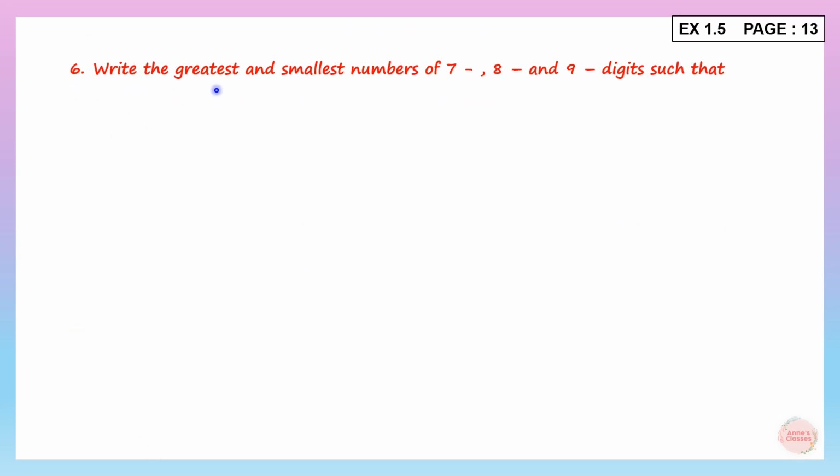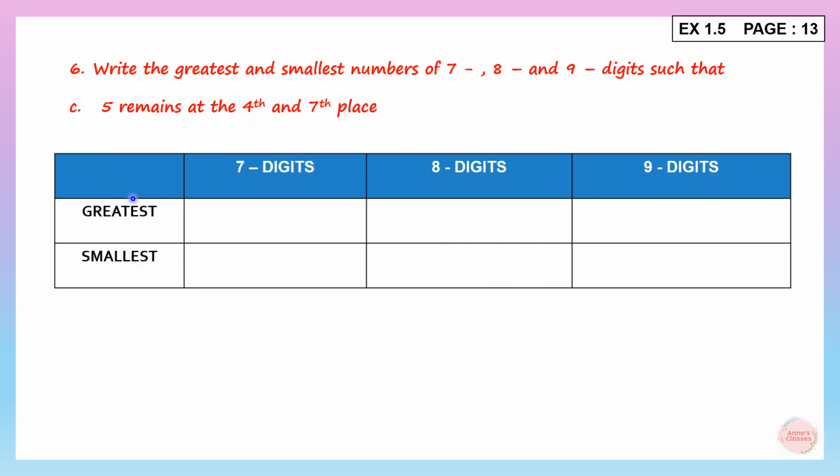Question 6. Write the greatest and smallest numbers of 7, 8 and 9 digits such that, question C, 5 remains at the 4th and the 7th places. So this is question 6 itself, the C question here. So here we have to write the greatest and smallest 7, 8 and 9 digit numbers as shown here. But there are conditions. So first let's write the greatest 7-digit number. That means 7 nines. So 1, 2, 3, 4, 5, 6, 7 nines.